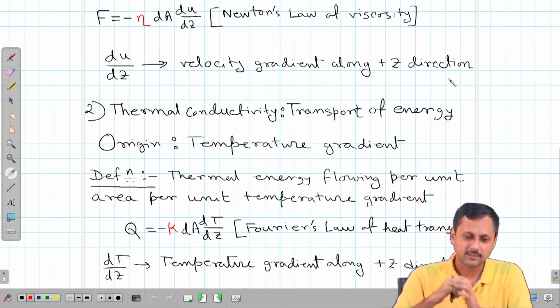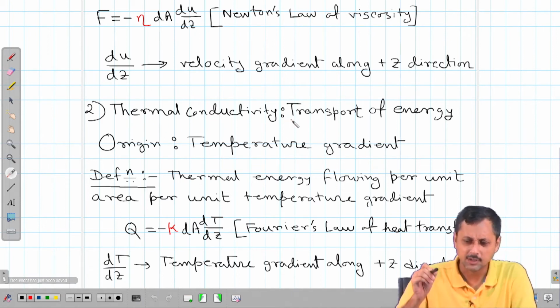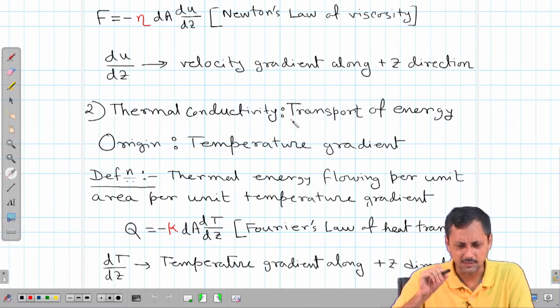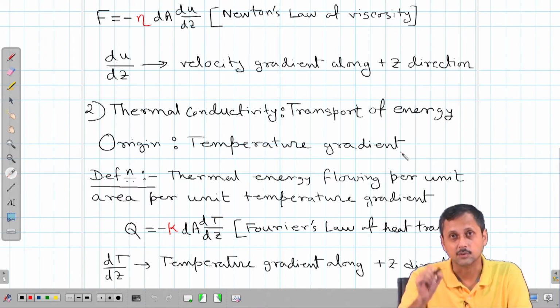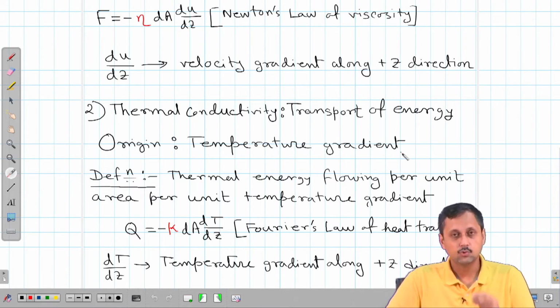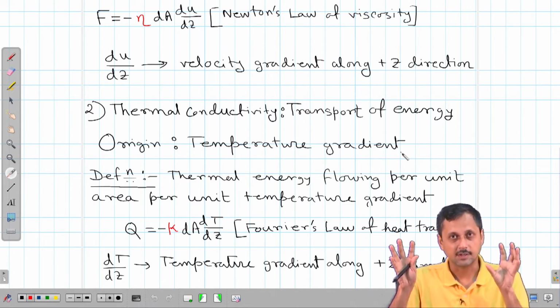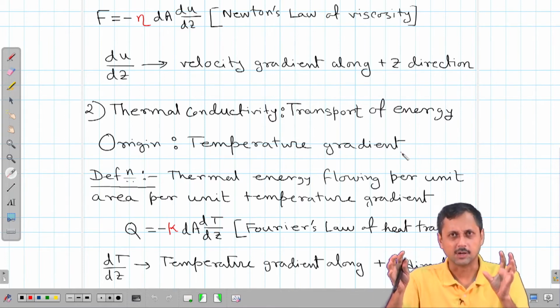Now, next is the thermal conductivity. The origin of thermal conductivity is when there is a temperature gradient in the system. That means when we have two parts of the system at two different temperatures, then from the hotter part the heat is being transferred to the colder part, and that is obvious.